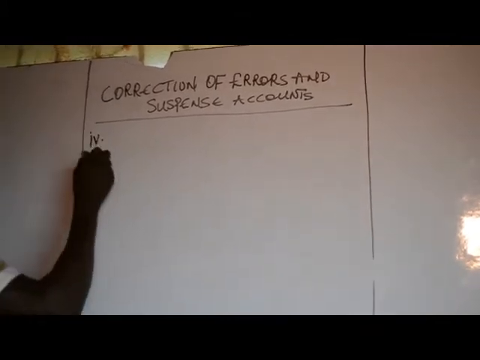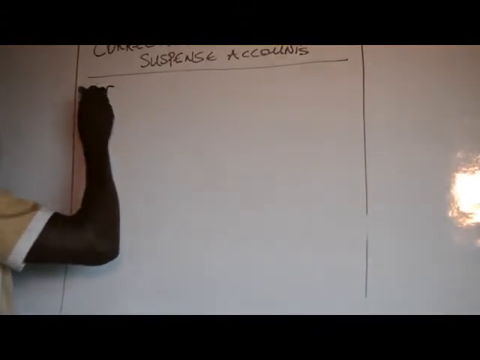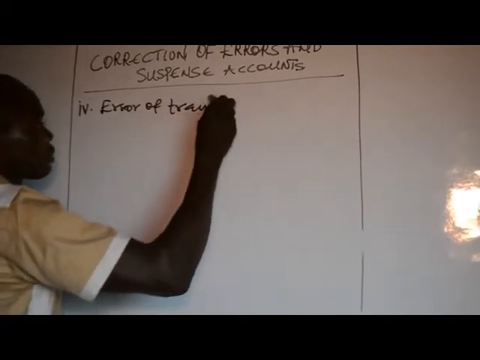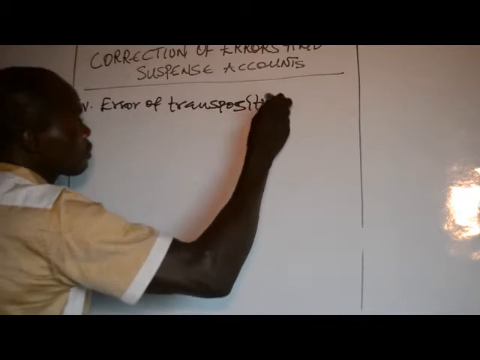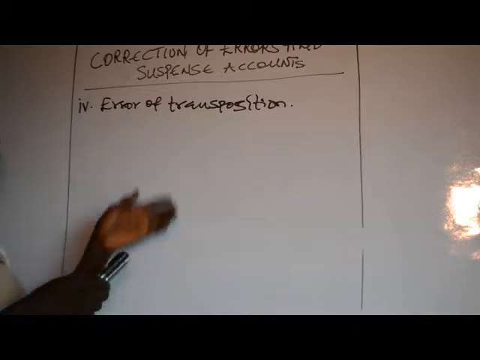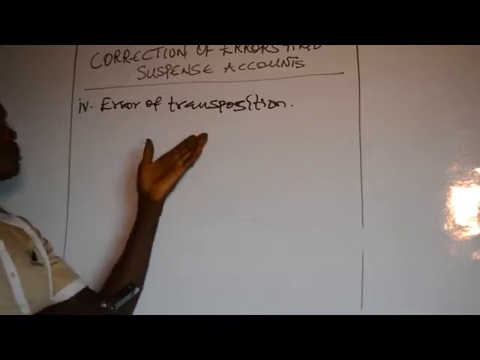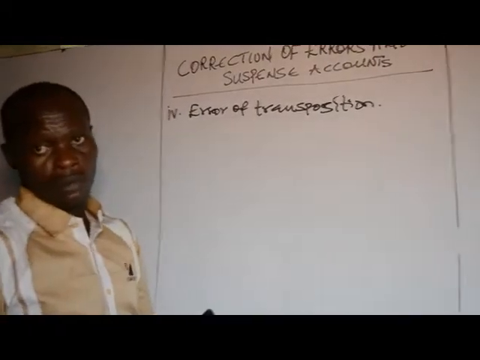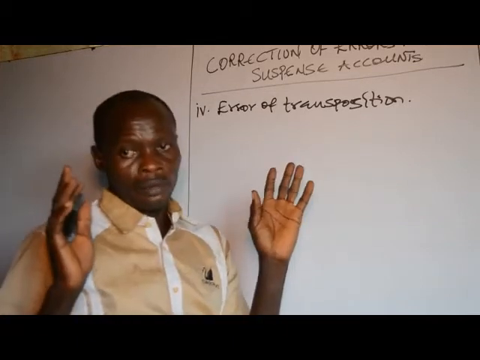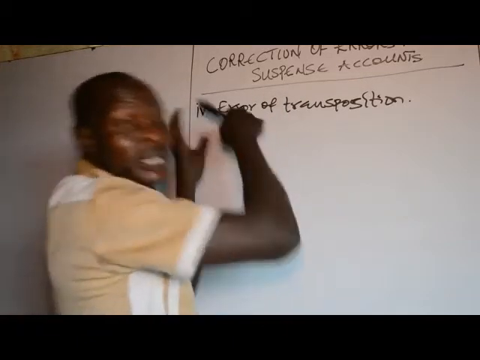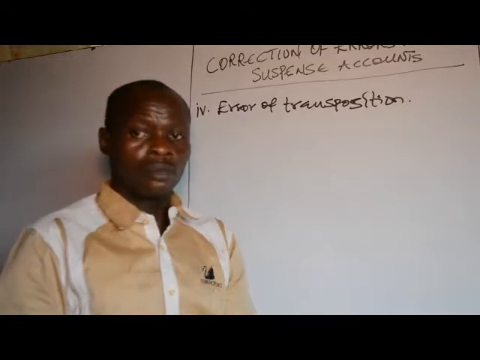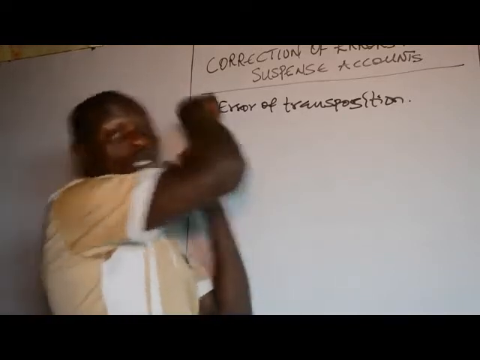Number 4, transposition error, or error of transposition. This occurs where the transaction has been recorded in line with the principles of double entry. The account to be debited has been debited correctly. The account to be credited has been credited correctly. But the amount used in one of the accounts is wrong.